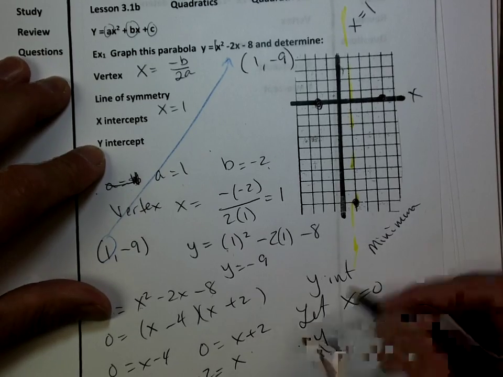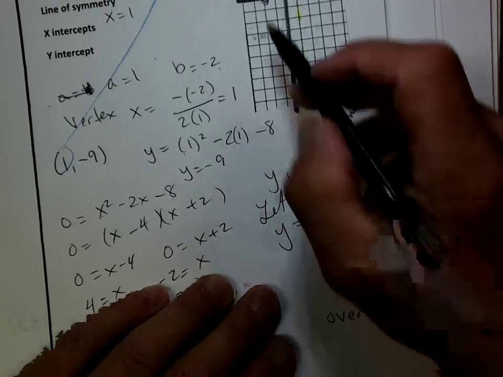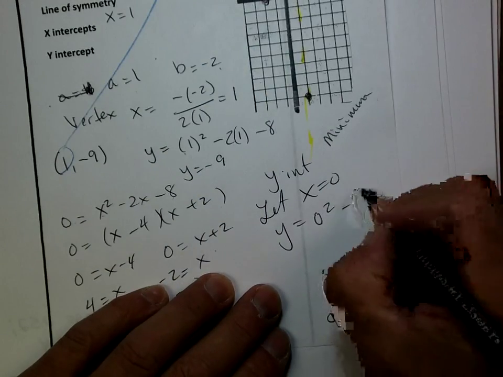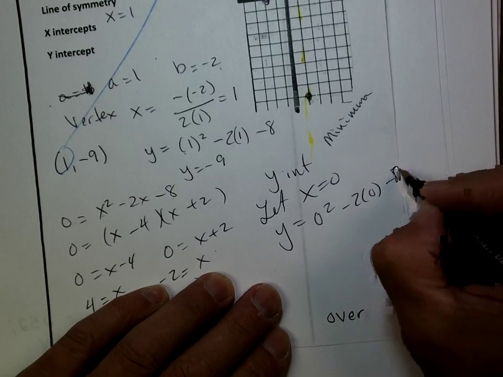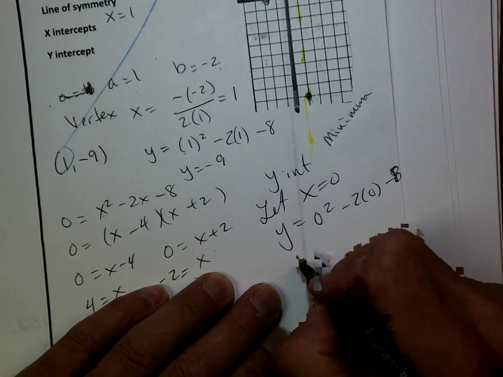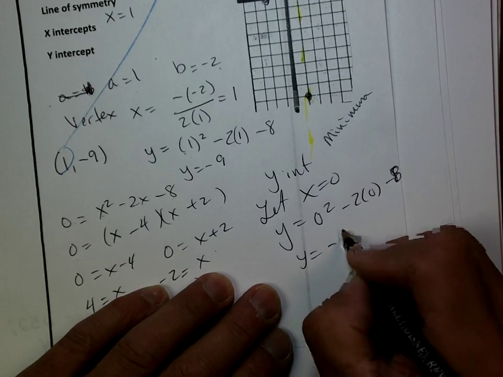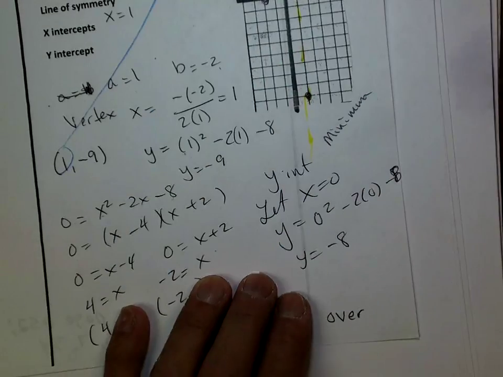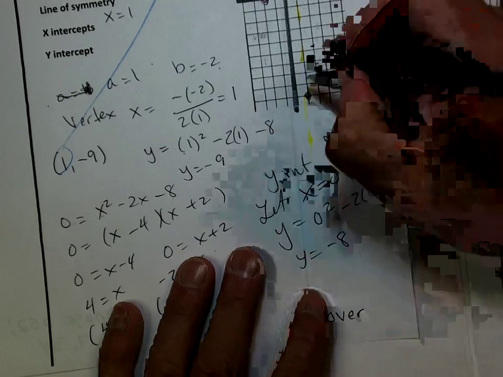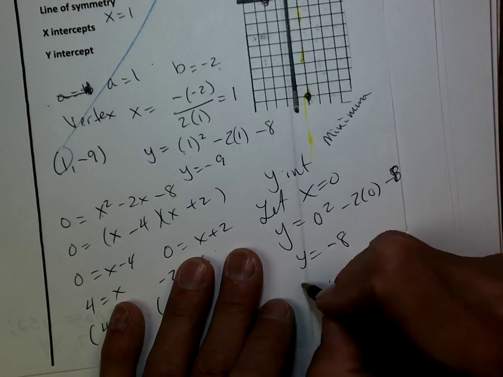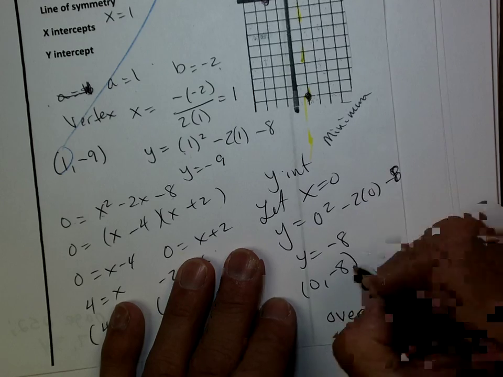So I'll go y equals, plugging 0 in, 0 squared minus 2 times 0 minus 8. Oh, that's a bad looking 8. There we go. And so y is equal to -8. We kind of knew that anyway because it's in intercept form. So let's put that in. So it's a point at 0, -8, my y-intercept.